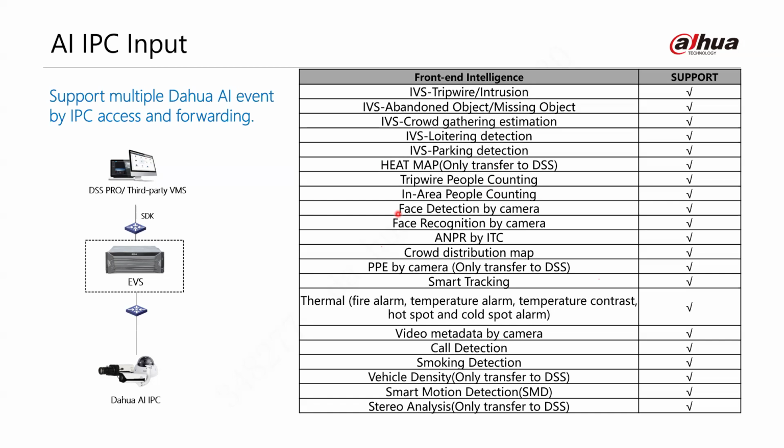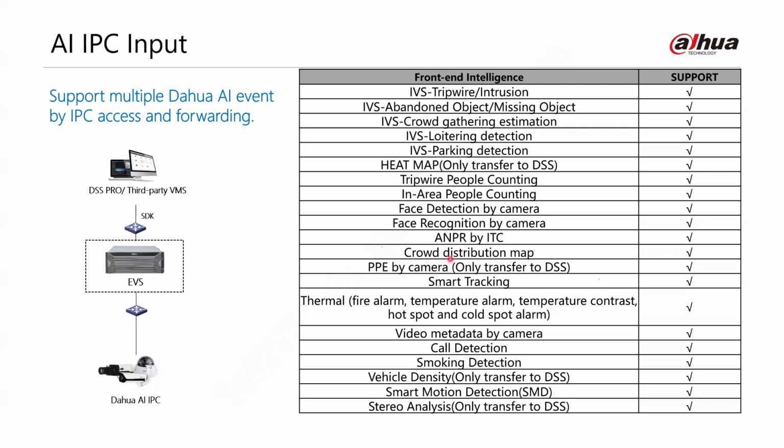This also supports face detection by camera. That is AI by camera and face recognition by the cameras, because some cameras do not support face recognition but rather support face detection. Some other high-end cameras support face recognition, for example the WizMind 7 series. You can find that we have face detection by camera through the WizMind 5 product. Again, there's other intelligence supported by this AI IPC, that is automatic number plate recognition by the ITC cameras, for example the ITC 413.